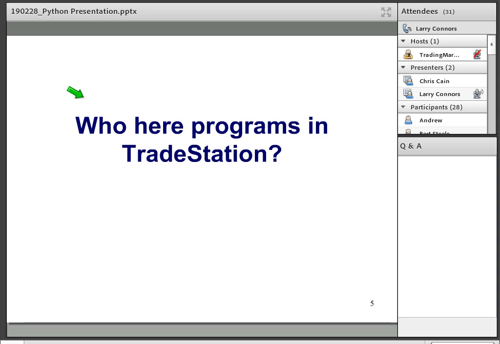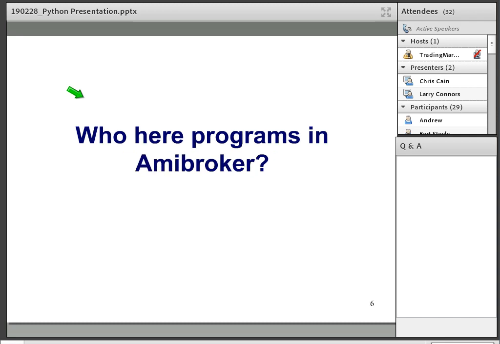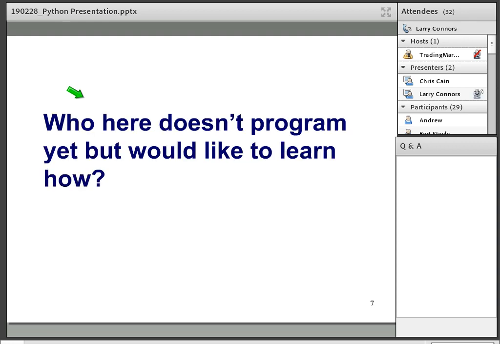Trade Station, who here programs in Trade Station? Could you type in a Y or a yes if you program in Trade Station? Okay, good. Good, good. Long time ago. Okay, thanks, Will. So looks like small handful. Thank you. Who here programs in Amibroker? Probably a handful. Is there a bunch of yeses coming up? Yes, yes, yes. See one big, large yes. Yeah. Okay, great. Thank you, everyone.